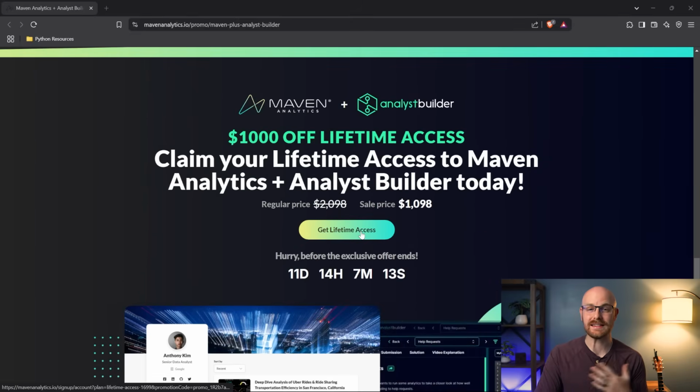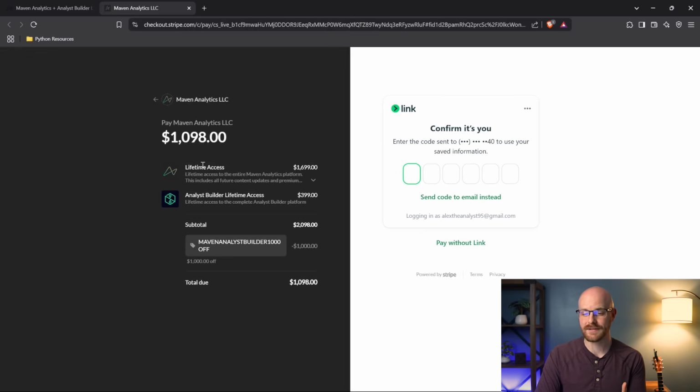Now let's take a look at this deal really quickly. You can see right here, we have lifetime access to Maven Analytics. That's about $1,700. Analyst Builder is about $400. And after the discount, it's going to be $1,100. Now, I'm just going to be completely honest. $1,100 is a lot of money. I know I could not have afforded this when I first started out as a data analyst.